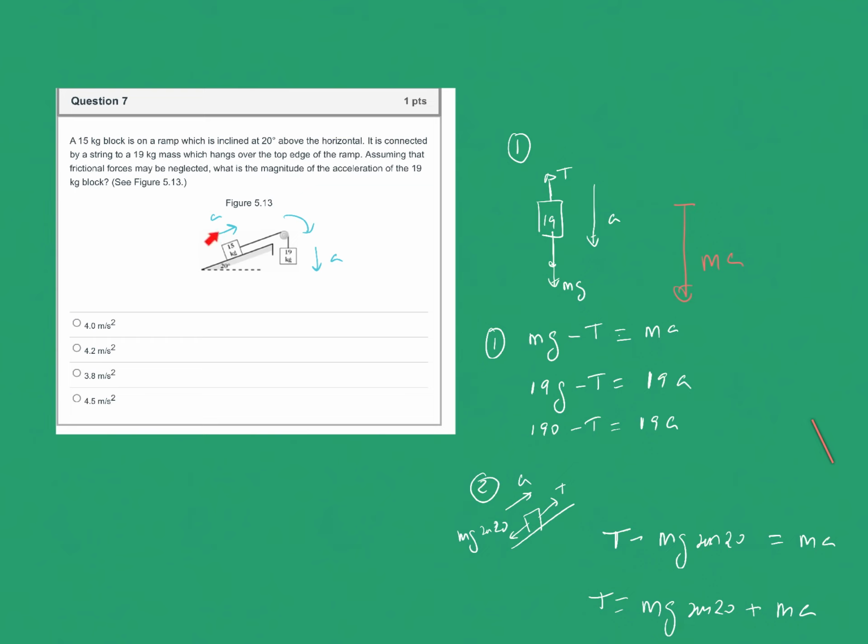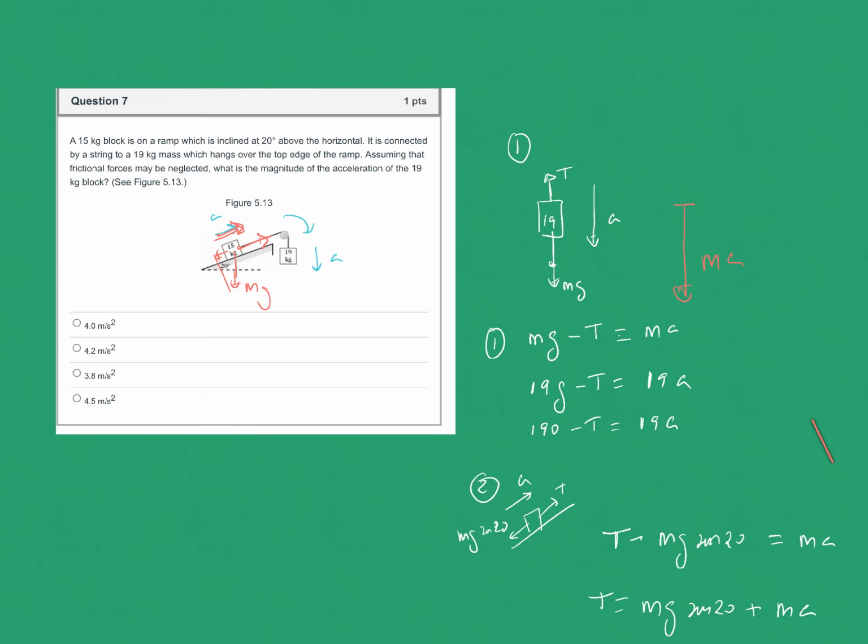If there is acceleration in this direction, it means that there is more force in this direction than in the opposite direction. More force in this direction means that the tension is bigger than the component of the weight in the x prime direction. The tension has to be bigger to produce acceleration in this direction. So let's write the equation.